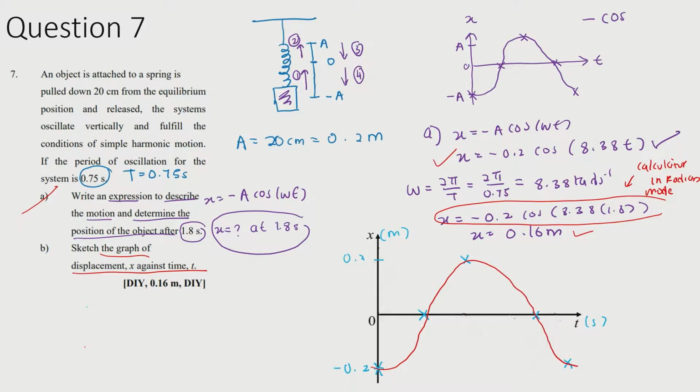And you must label your period as well. Jadi, kita tahu period dia dekat sini adalah 0.75. And di sini, bila bahagi 2, awak akan dapat 0.375. So, ini adalah one cycle and then ini adalah one cycle. So, yep, that's all. So, kita dah jawab juga soalan nombor 7B.